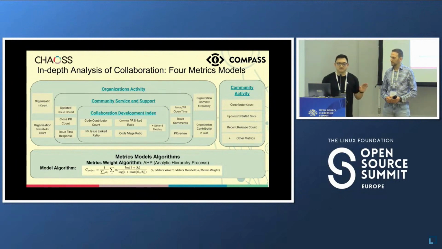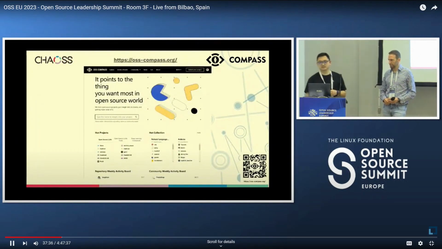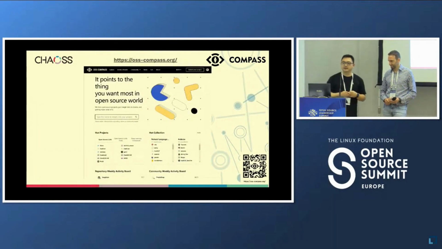But I think in the near future, we will provide a more flexible algorithm coming from different people, maybe from the researchers, from the students. Welcome to these solutions. Anyway, yeah, this is the home page we have of the OSS Compass.